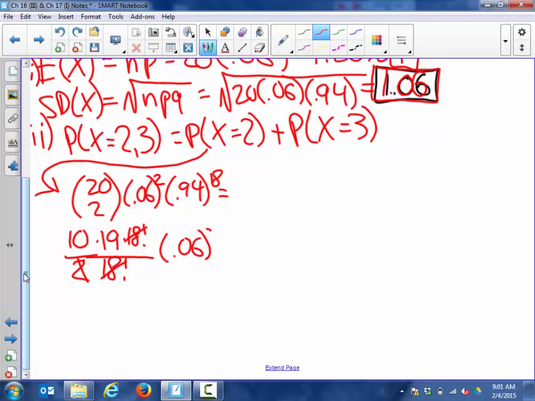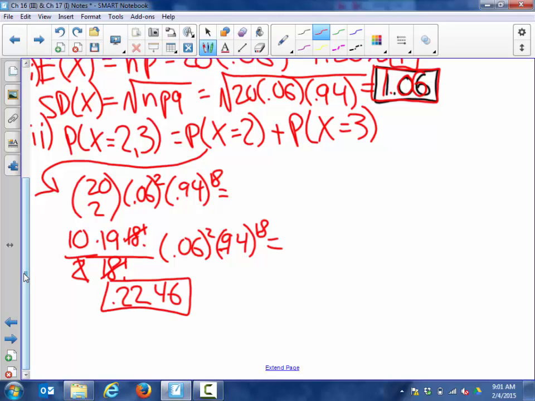Okay, that's messy. Let me clarify that just a little bit. 10 times 19 up top, times 0.06 squared, times 0.94 to the 18th. Simplify that on your calculator real quick. 10 times 19 times 0.06 squared times 0.94 to the 18th, and you get 0.2246. That's the probability you'd see 2 people with this universal blood type.